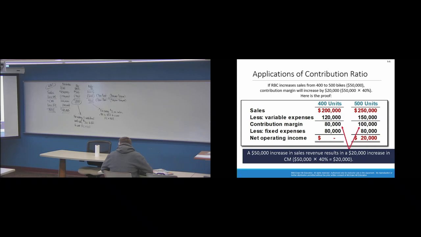It costs you $300 per bike to make those 400 bikes. That's $120,000. So what you have left over, your contribution margin, is $80,000. So that's how much you have left over to cover your fixed costs and have profit. So what do you notice about 400 units? What's kind of distinctive there? What sticks out?